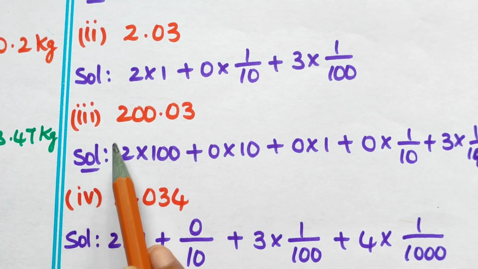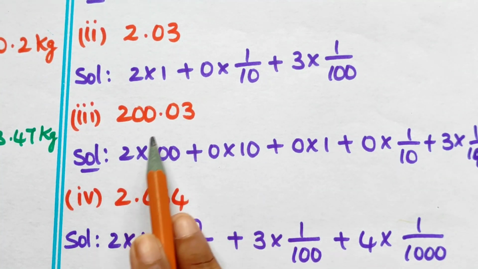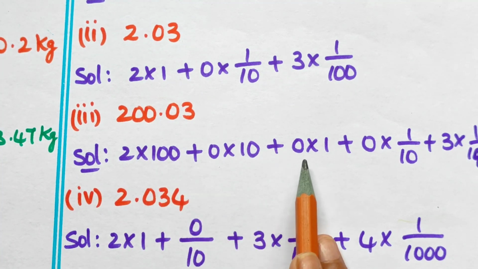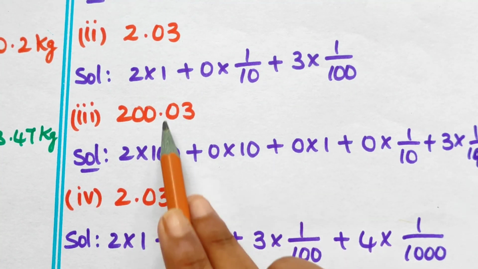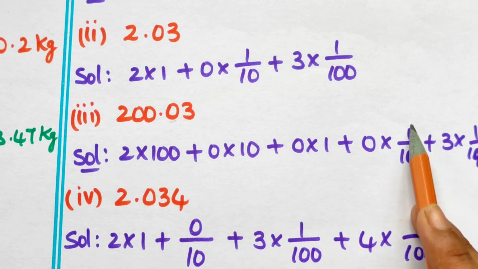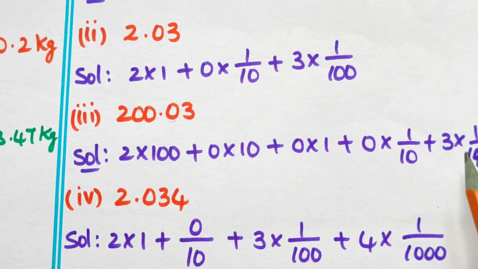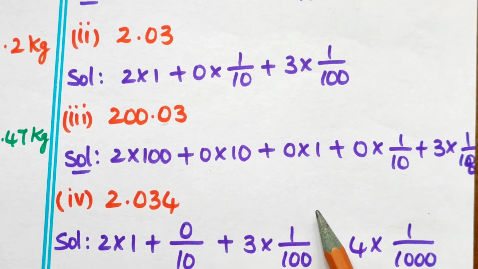200.03. Here 200 is in hundreds place, so it is 2 into 100 plus 0 is in tens place, so 0 into 10 plus here 0 is in ones place, so 0 into 1 plus here this 0 is in 10th place, so it is 0 into 1 by 10 plus this 3 is in 100th place, so it is 3 into 1 by 100.